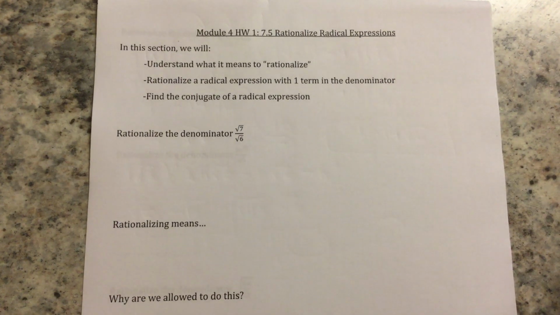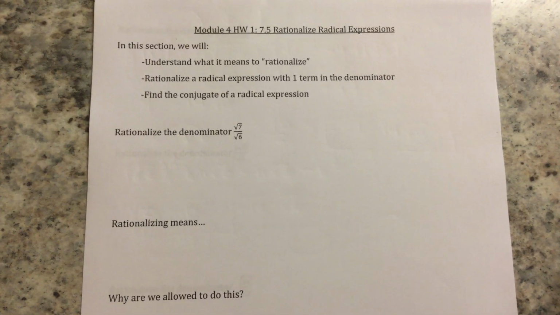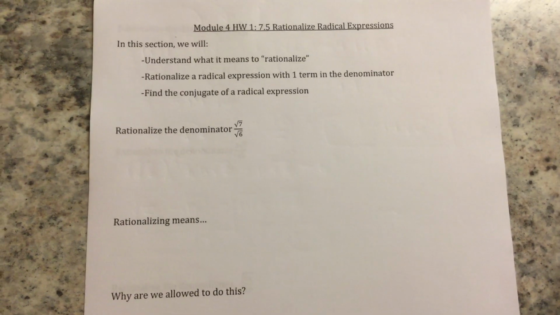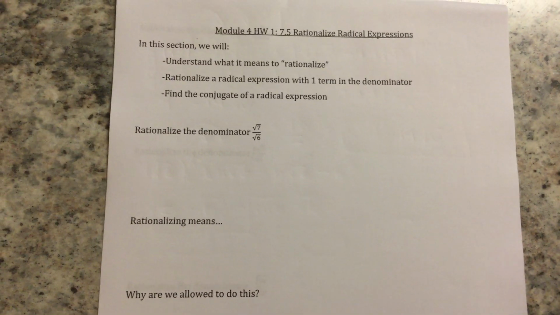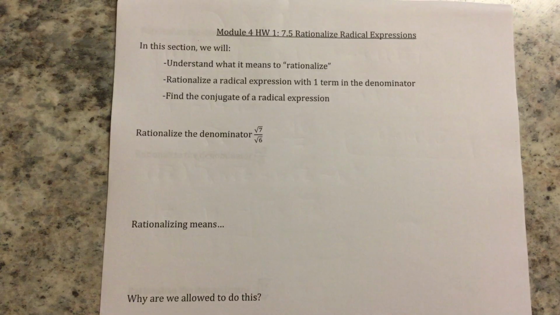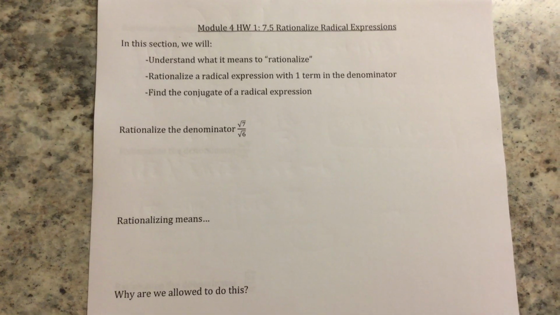Alright, for this video we're going to go over Module 1, Homework 4 for Intermediate Algebra. We're going to talk about rationalizing radical expressions, so rationalizing an expression that has a root in it. So the first thing says rationalize the denominator, the square root of 7 over the square root of 6.